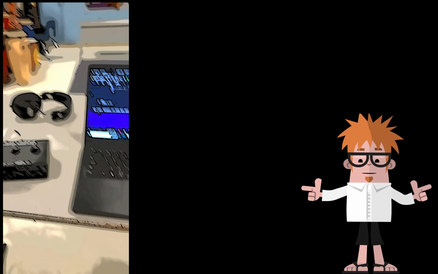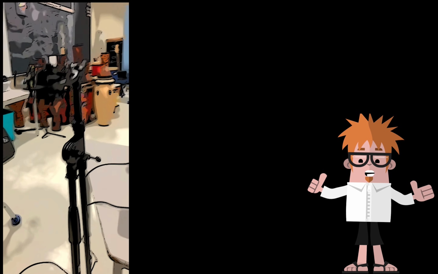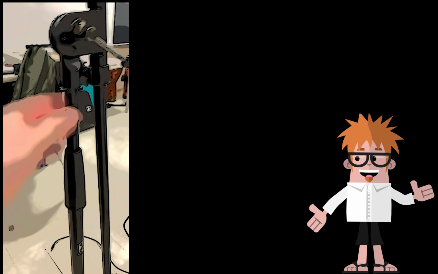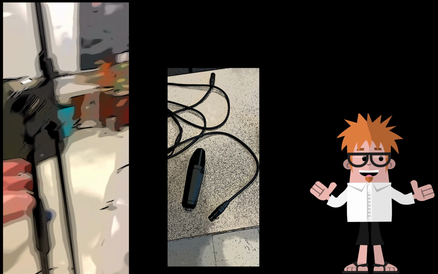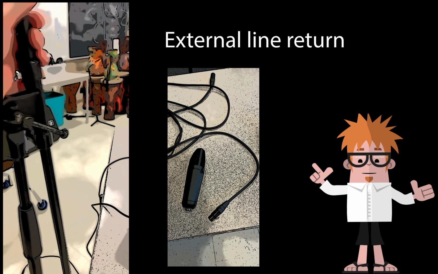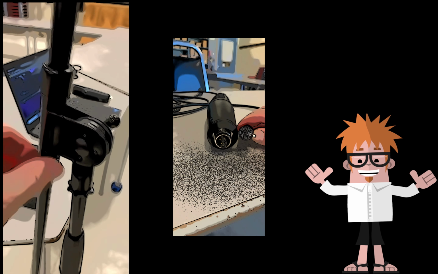Now that your microphone is on a stand, you're going to need something to grasp the energy coming out of your voice and turn it into electricity and run it to the interface. This is called an XLR cable, an external line return cable. We call this also a mic line. Now this mic line is connected to your microphone and it goes into your interface.